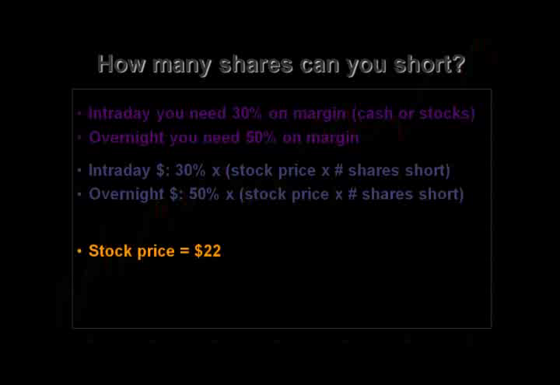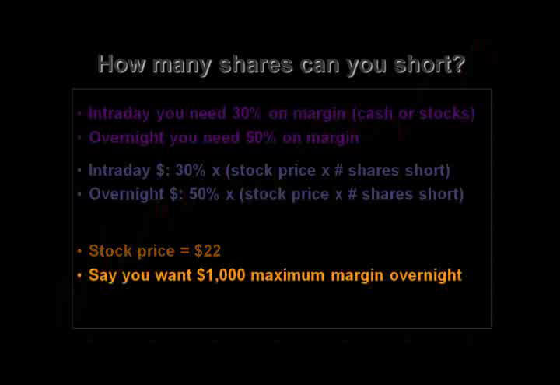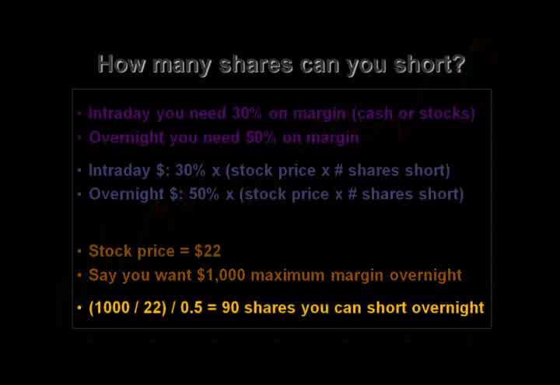The stock price is 22. Now, if you want to short this share, but you only want $1,000 maximum margin overnight, then here's what you would do. You take that $1,000, that's your maximum margin that you're risking overnight, you divide it by the stock price, and then you divide it by 50%. And that would give you the ability to short 90 shares overnight. And your margin risk on that trade would only be $1,000 or just a bit under. It would actually be 990, as you'll see in a moment.